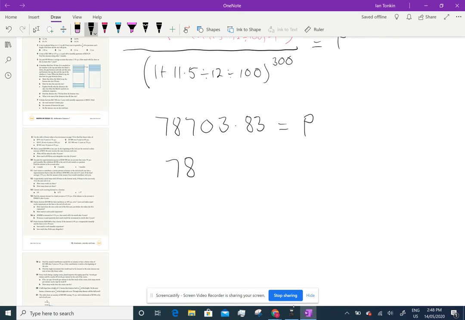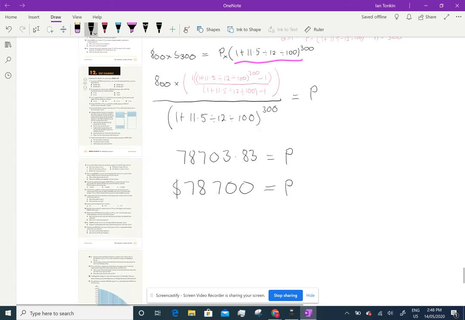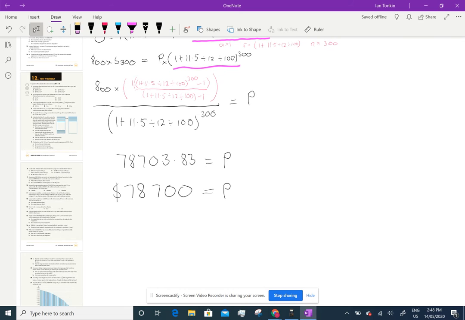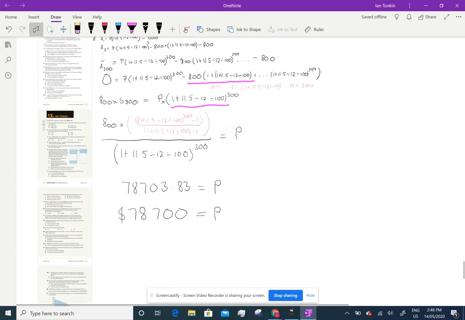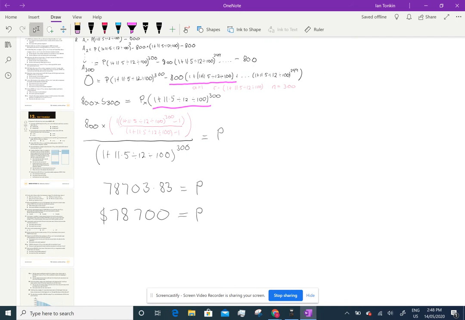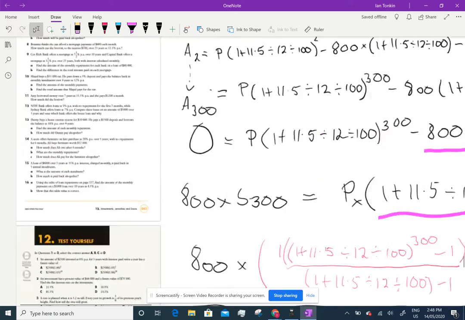So $78,700 is all she can afford to borrow. She won't be getting a very good house for that. She'll need to pay back more if she wants a more expensive house. Okay, that was question 8.